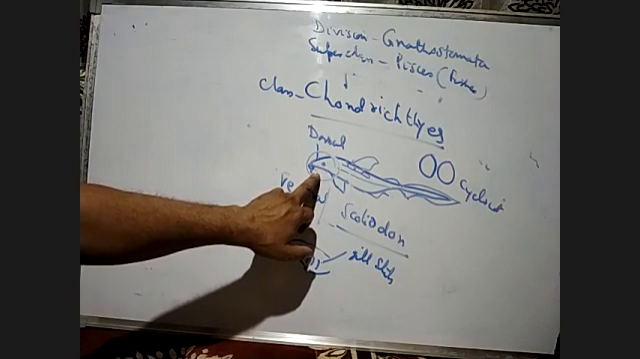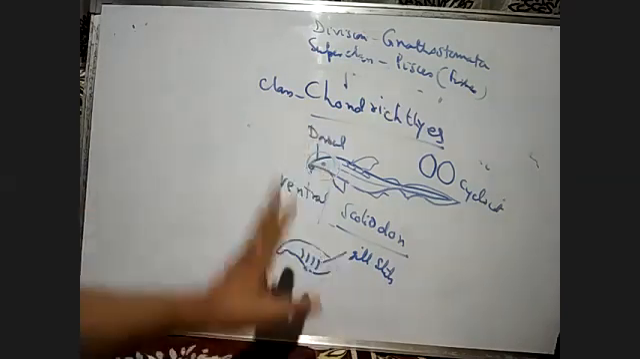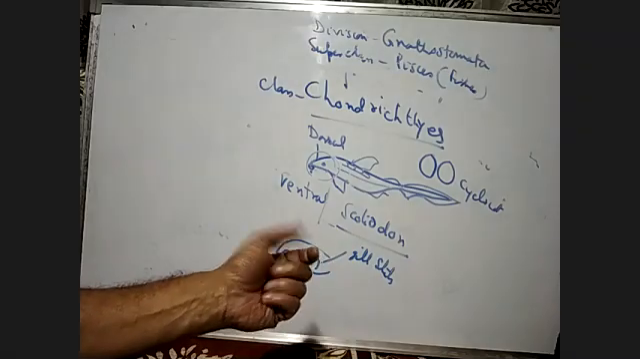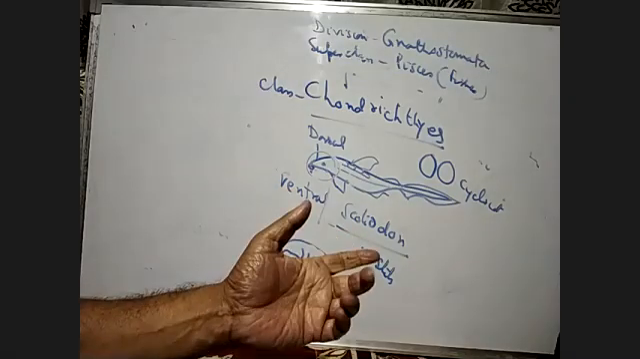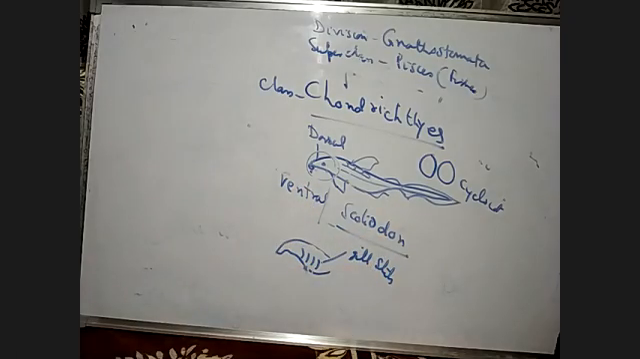These animals are predaceous. Predaceous means they are predators. They will eat other small fishes, other small animals, or the larvae of insects in the marine water, and that's why they are called predaceous.